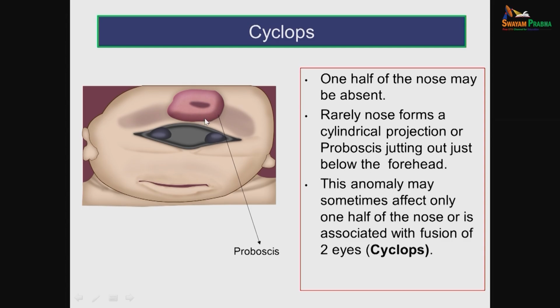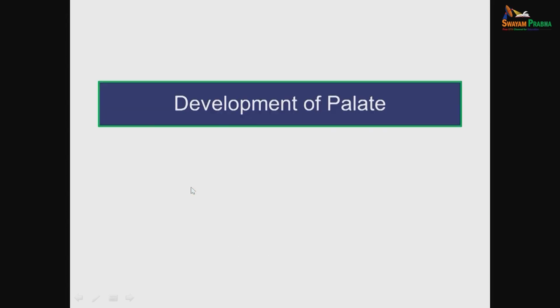This anomaly may sometimes affect only one half of the nose, or it is associated with fusion of two eyes. You can see that there is fusion of two eyes. This condition is called cyclops, and this is proboscis. Nothing but the nose forming a cylindrical projection jutting out just below the forehead, and sometimes it is associated with fusion of both eyes, which is called cyclops.